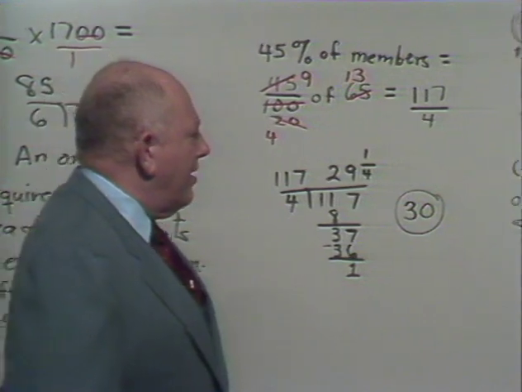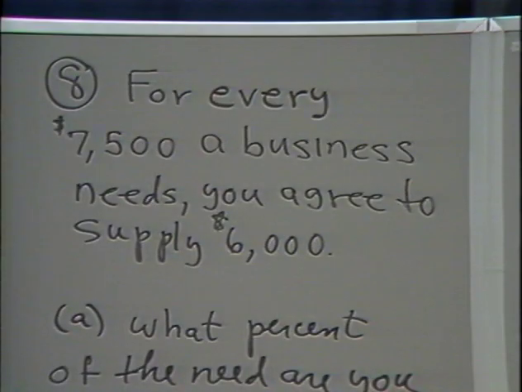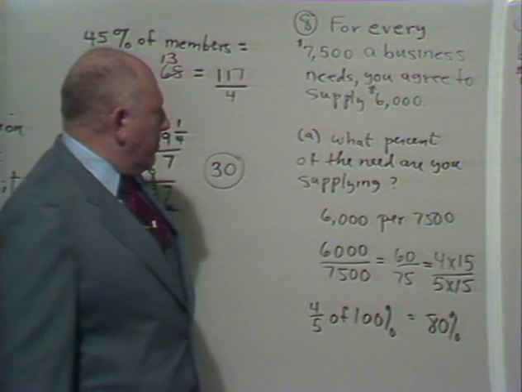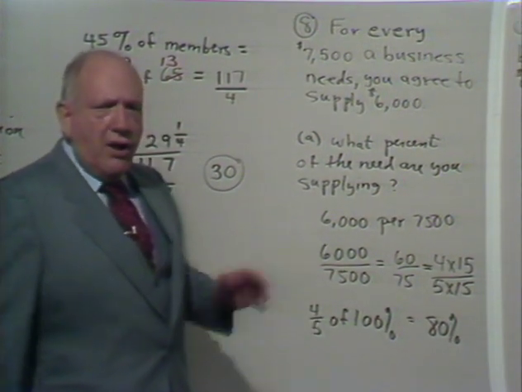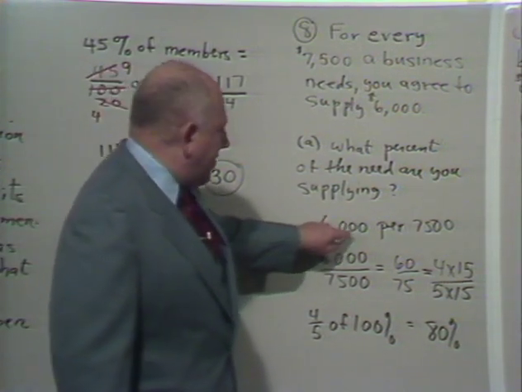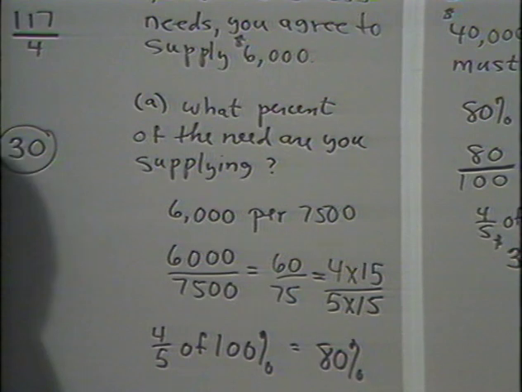The next application is a financial one. You agree to become a sponsor for a business, and you say to the people, I'll tell you what, for every $7,500 you guys need, I'll agree to supply $6,000. And the question now comes up is, okay, what are you really giving? What percent is that? In other words, if you're supplying $6,000 out of every $7,500 that's needed, what percent are you supplying? Well, forget the percent part so far. Percent simply means parts per 100. What you do know is you're giving what? 6,000 for every 7,500 that's needed.